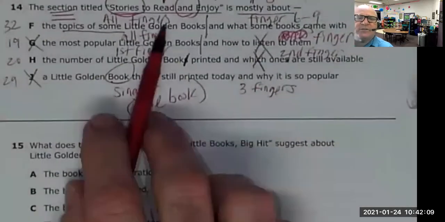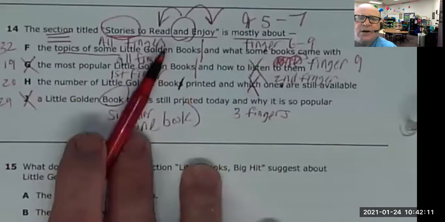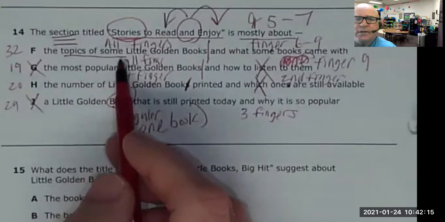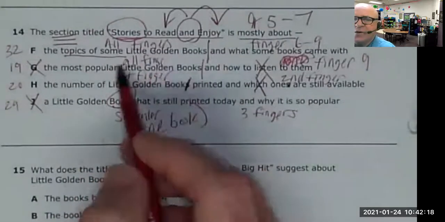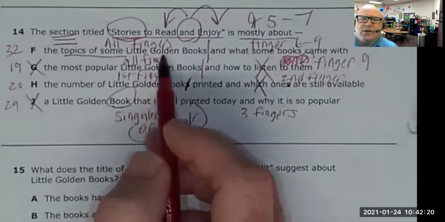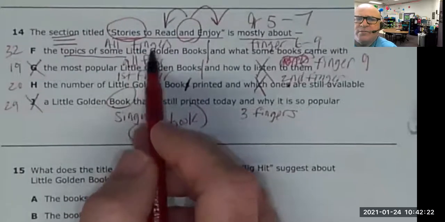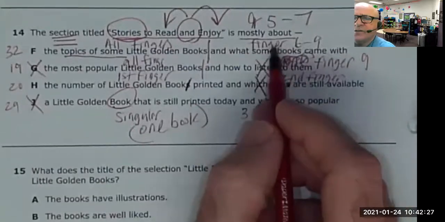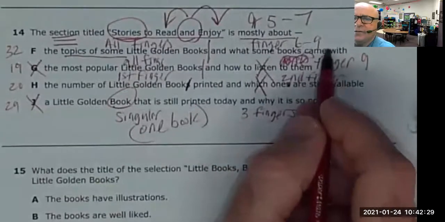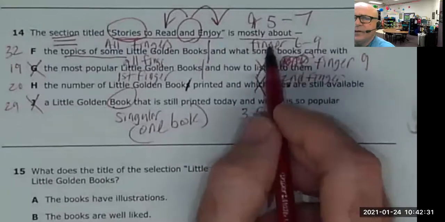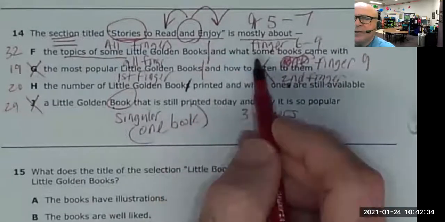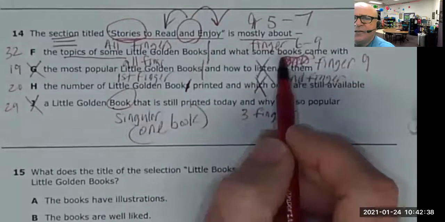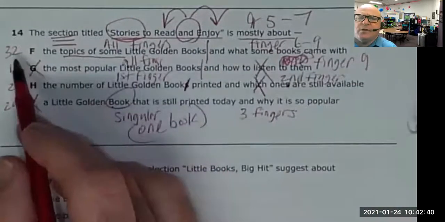So when I looked at the other answer choices, letter F said the topics, more than one, of some little golden books. There were several mentioned on the fingers. All the fingers talk about all of the books. And what some of the books came with, that was fingers 6 through 9. So you can either call them fingers or paragraphs, whatever you want to say, but when I make it visual using the fingers, that might help.